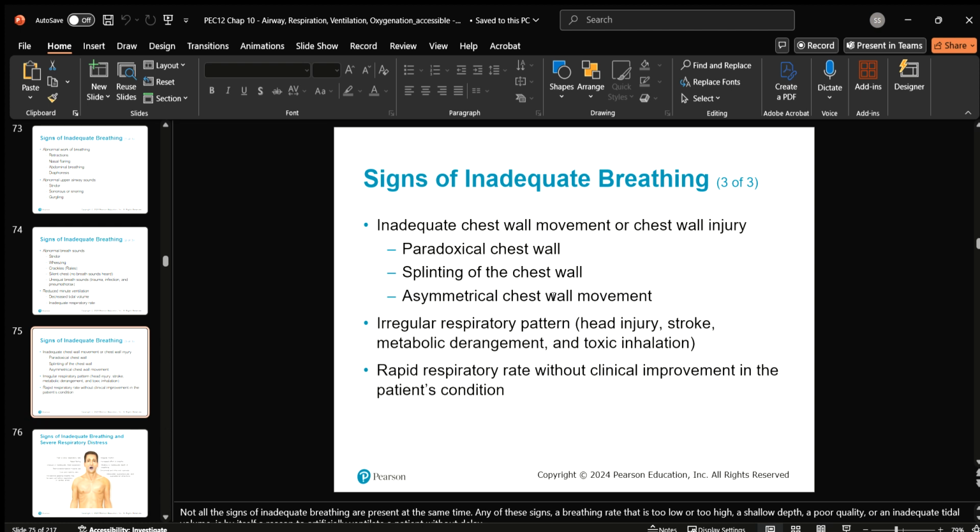Inadequate chest wall movement or a chest wall injury. Paradoxical chest wall. I talked about this, I think, last time during the patient assessment. What is paradoxical chest wall movement?